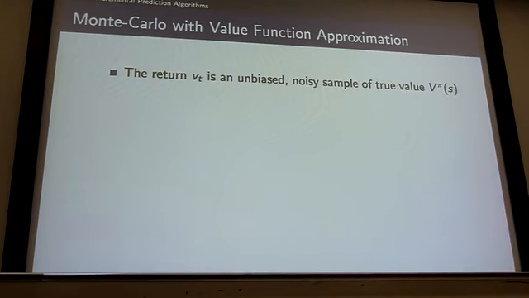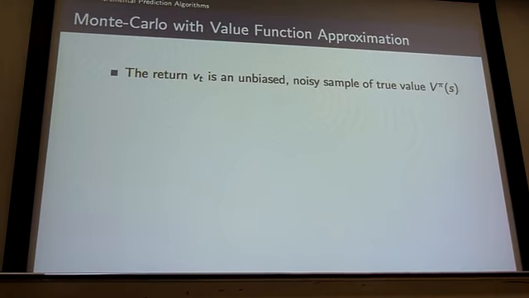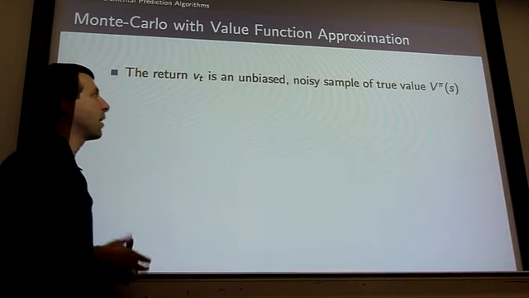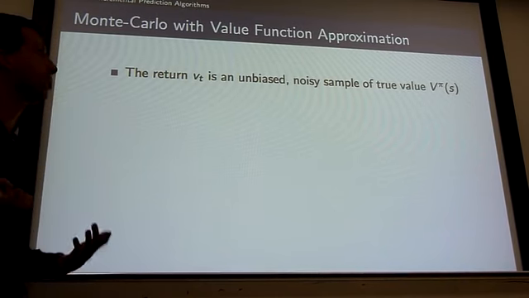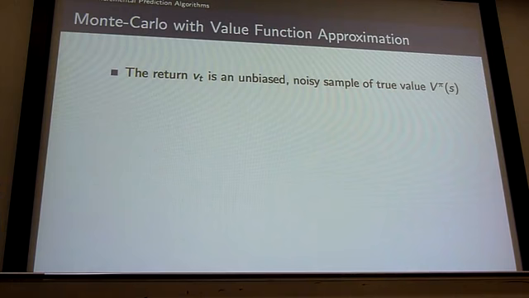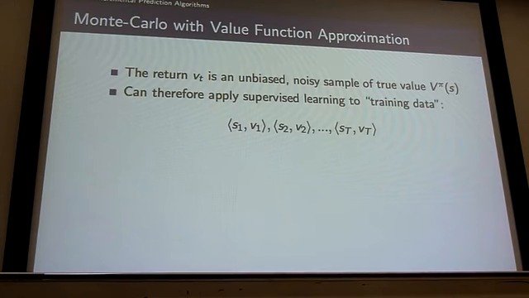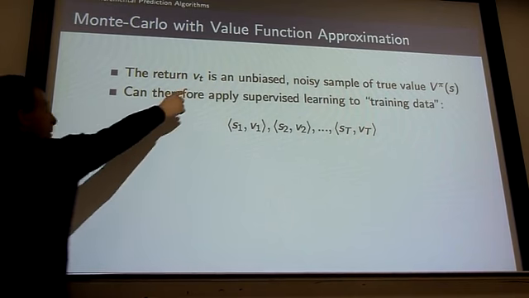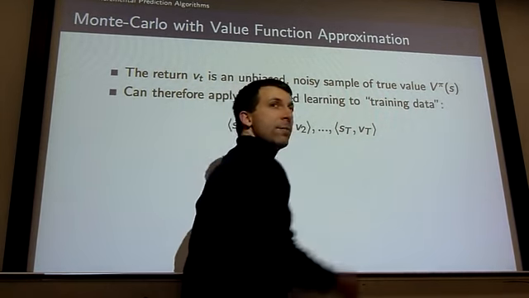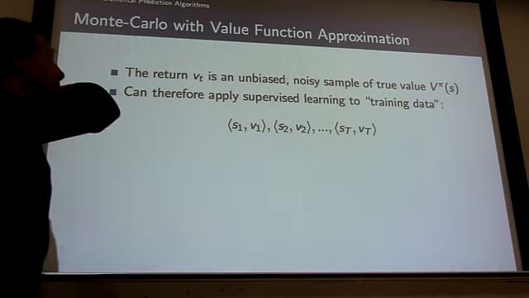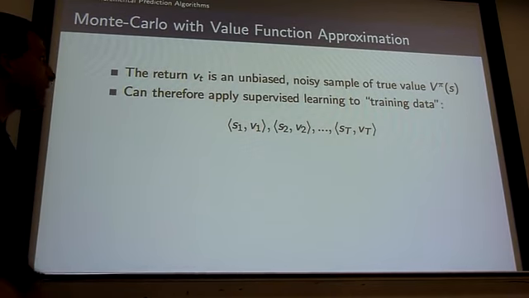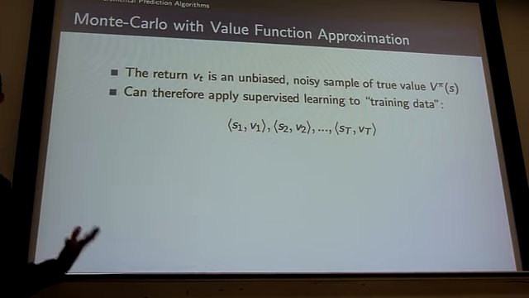Well, if we do Monte Carlo learning, this has a nice property. The return is unbiased. It's just a noisy sample of the true value. So in expectation, this really is the true value function. If we looked at the expected value of Vt, that is the definition of V pi, remember. So what this means is we can think of this as just straight supervised learning.